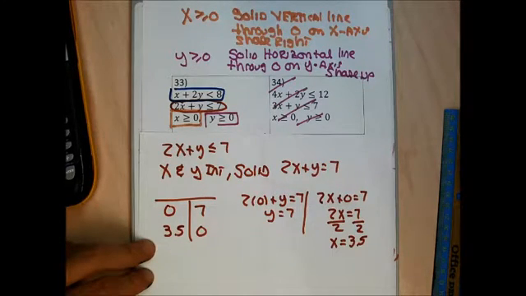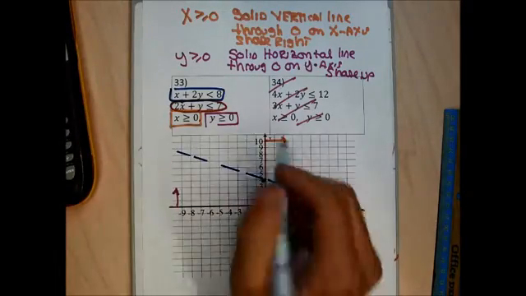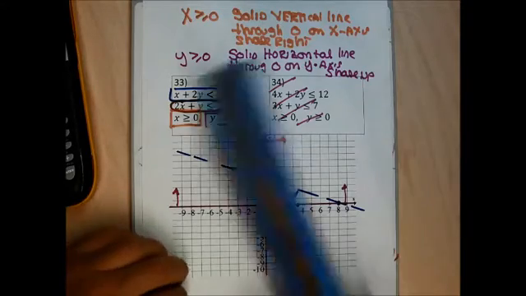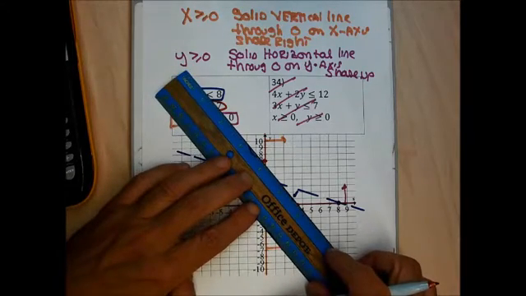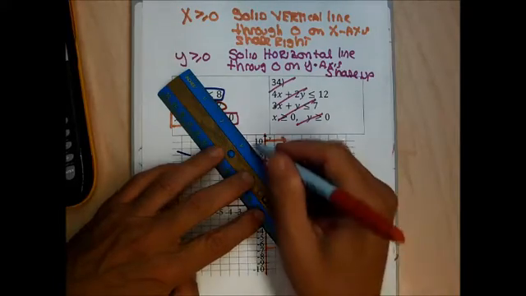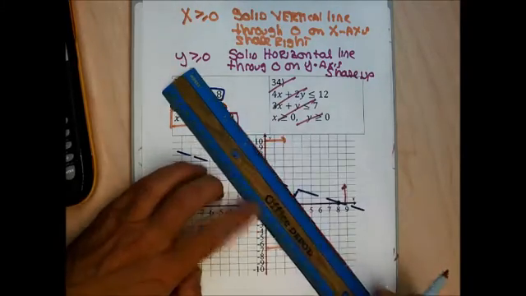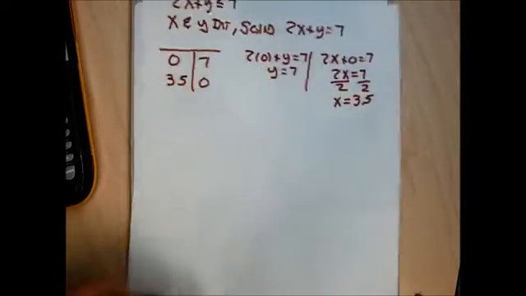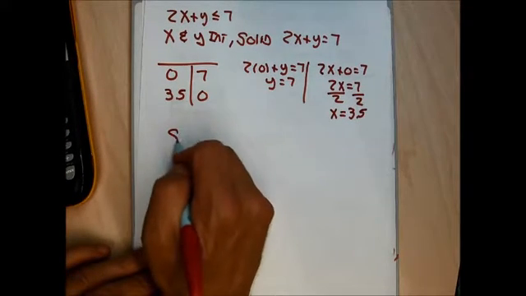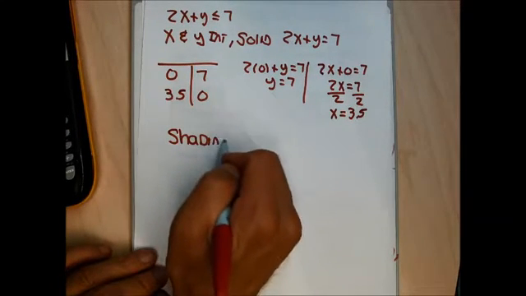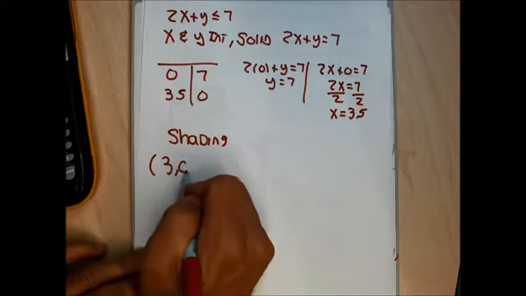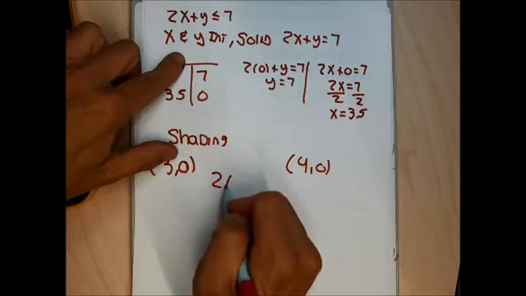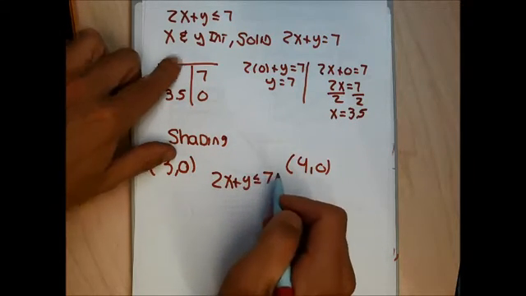So I'm going to plot (0, 7) and (3.5, 0), and I connect these with a solid line. Now I'm going to figure out my shading. I'm going to check (3, 0) and (4, 0) for my shading because they're on either side of 3.5. So I'm going to try (3, 0) and I'm going to try (4, 0) in 2x plus y is less than or equal to 7.